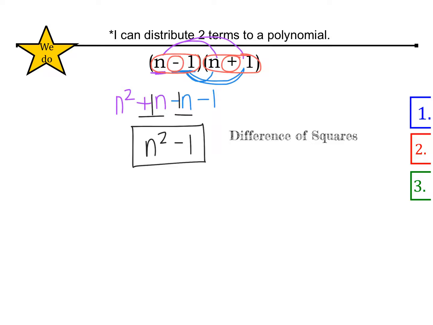And so it's really important, and not right now, but as we do more and more of these multiplying, and then when we start factoring, it's important that you can recognize a difference of squares. So this is what's true about a difference of squares. A difference of squares is where the binomials are the same, except one is positive and one is negative.